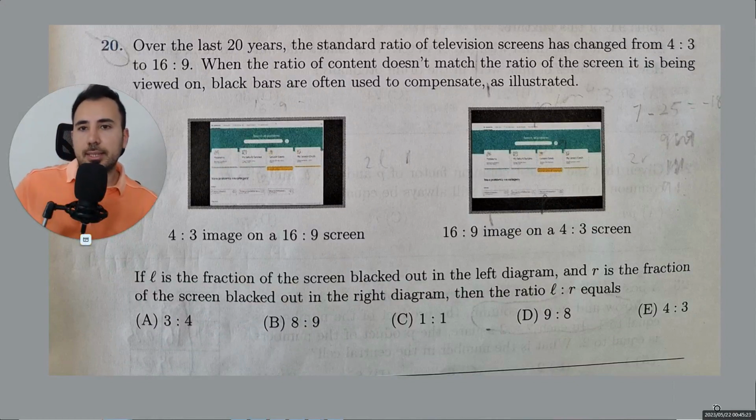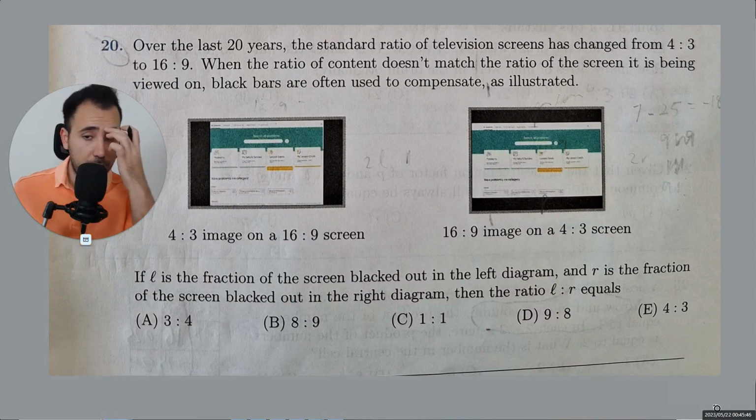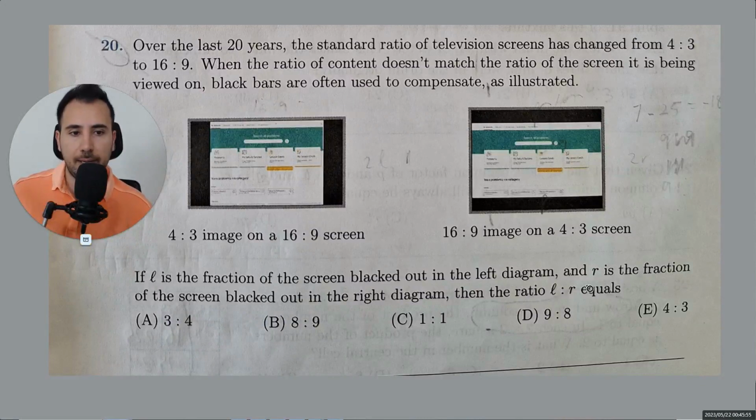Over the last 20 years, the standard ratio of television screens has changed from 4:3 to 16:9. When the ratio of the content doesn't match the ratio of the screen, it is viewed with black bars, often used to compensate, as illustrated. Okay, now, what's the question? If L is the fraction of the screen blacked out in the left diagram, and R is the fraction of the screen blacked out in the right diagram, then what is the ratio of L to R?